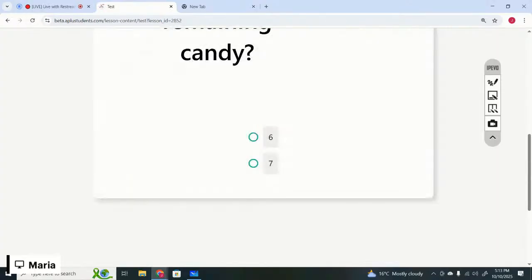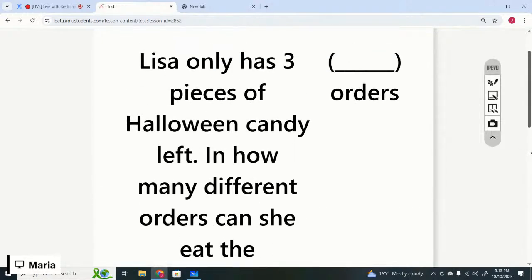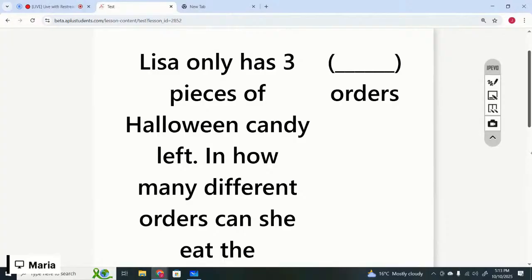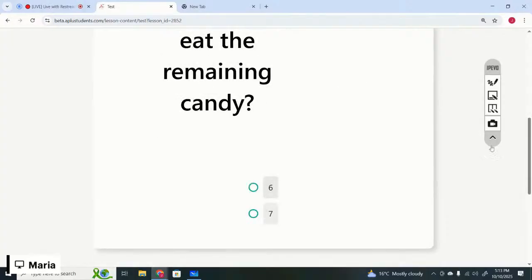What's wrong with these lessons? So 3 factorial is 6. Option number 1 is the correct option.